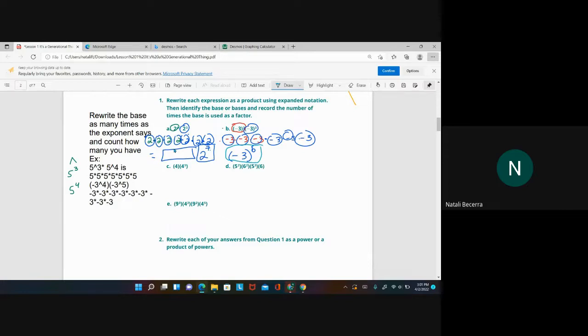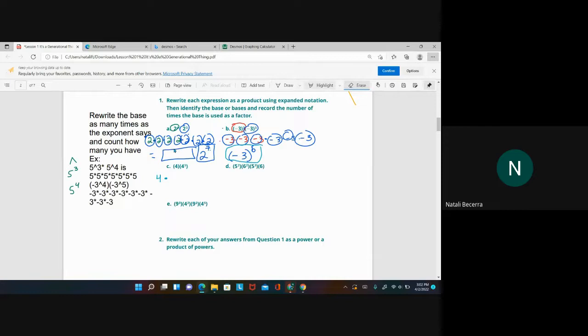All right. Part C. This 4 right here, it doesn't have an exponent, so it's an imaginary 1 right here, right? If it doesn't have an exponent, it's an invisible 1. So that means that I'm just going to rewrite it one time. So I took care of that one. Now let's go ahead and take care of this one. So this one is 4 to the power of 5.